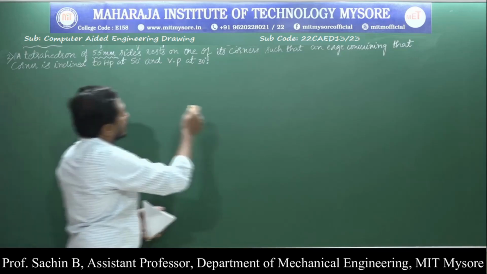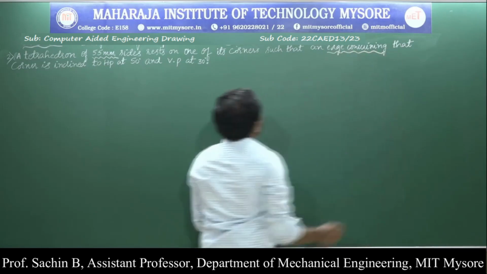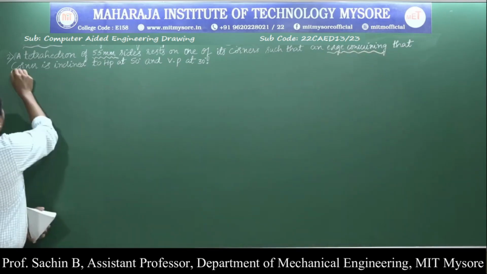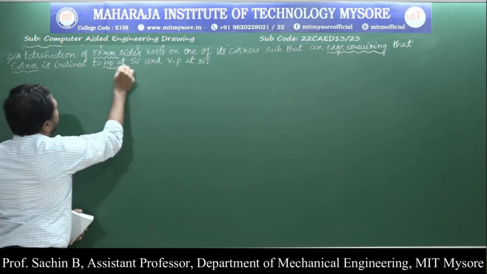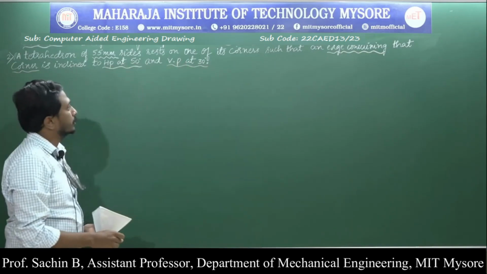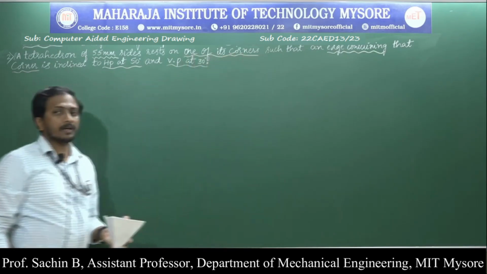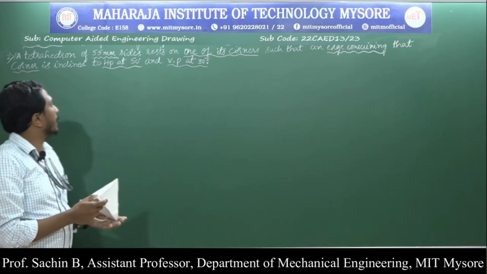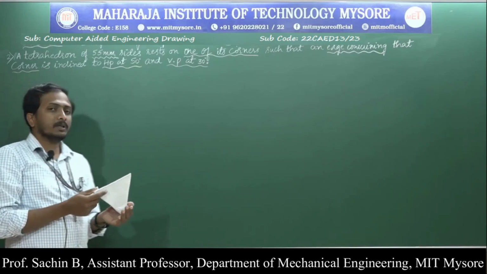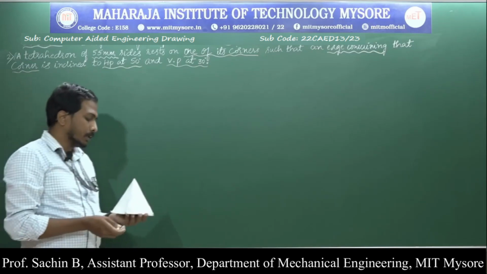Now this is a very important sentence: an edge containing that corner is inclined to HP at 50 degrees and VP at 30 degrees. We know that it is resting on one of its corners. The resting corner edge should be inclined at an angle of 50 degrees to HP and 30 degrees to VP. This is the question about the tetrahedron.